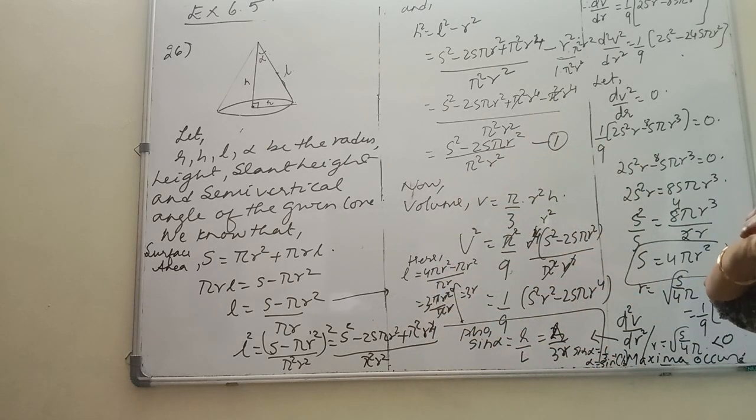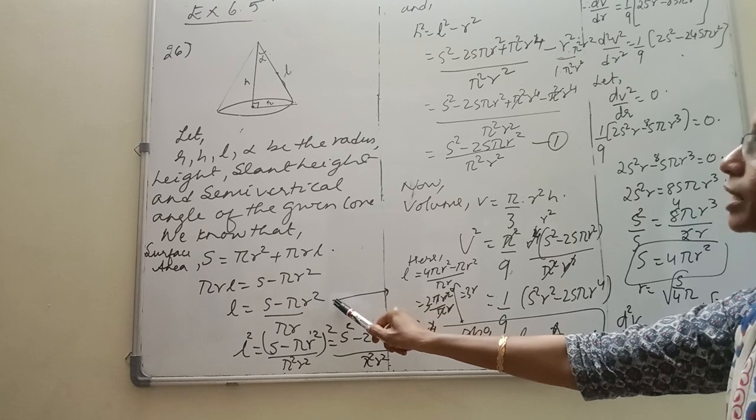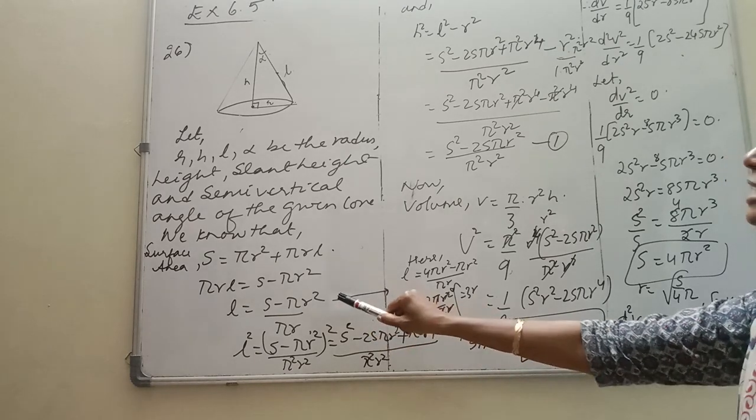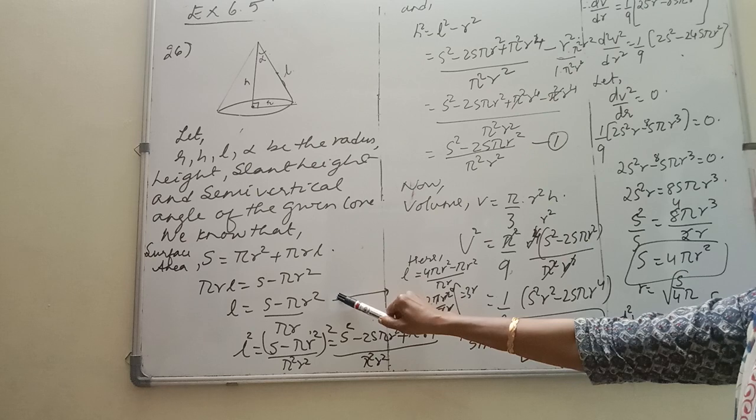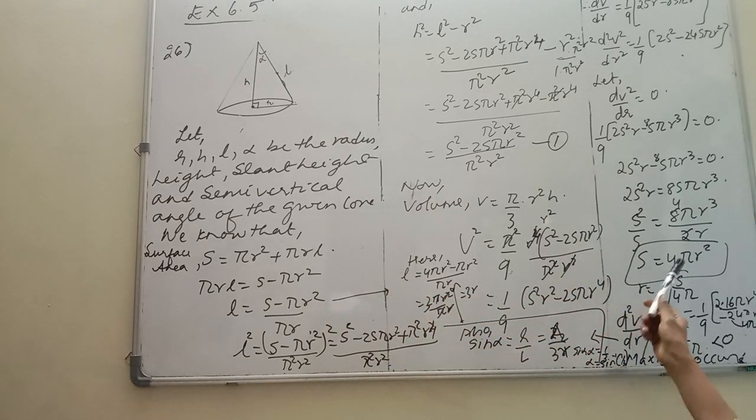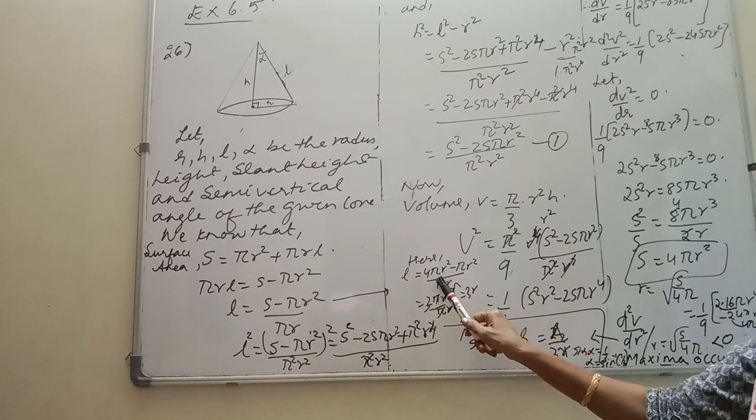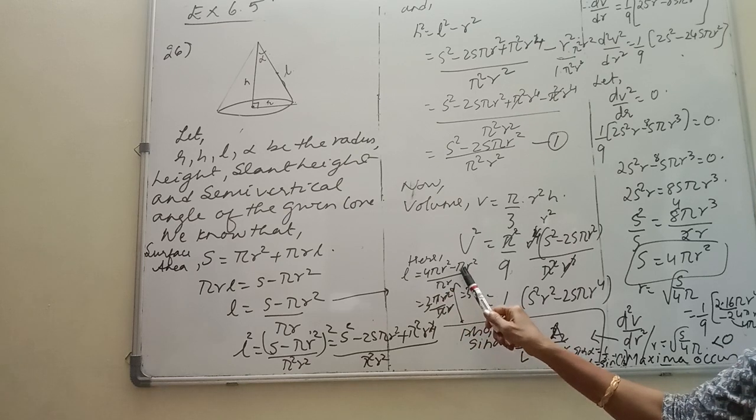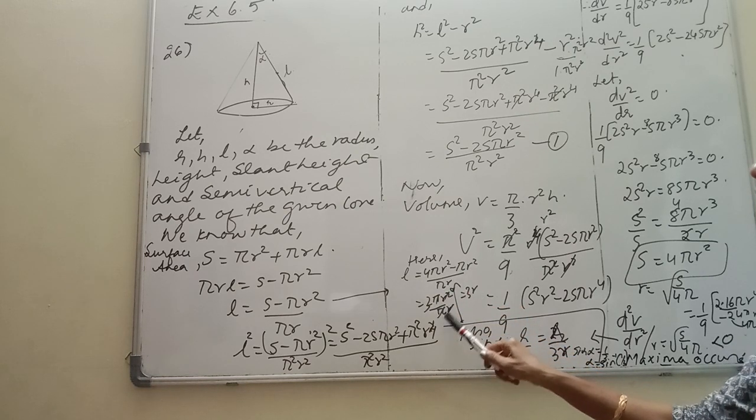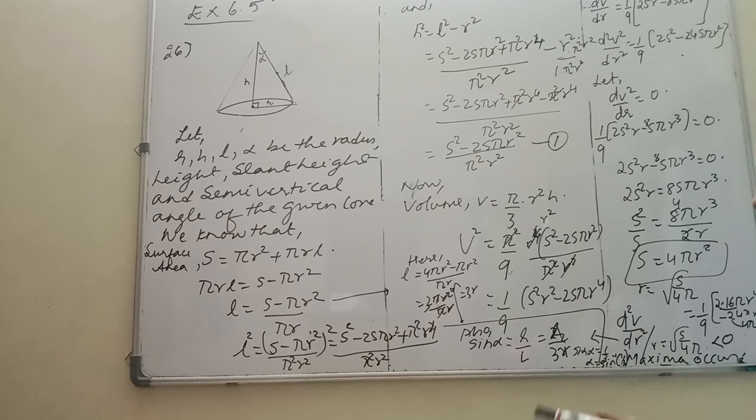So what we're going to do is what is being shown here. Look at this. L is S minus pi R squared over pi R, but we know S. S we know now, it's 4 pi R squared. So let's substitute S as 4 pi R squared minus pi R squared. So that's 3 pi R squared over pi R. So L works out as 3R.